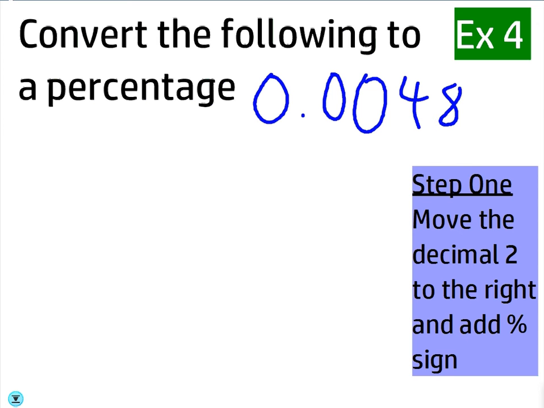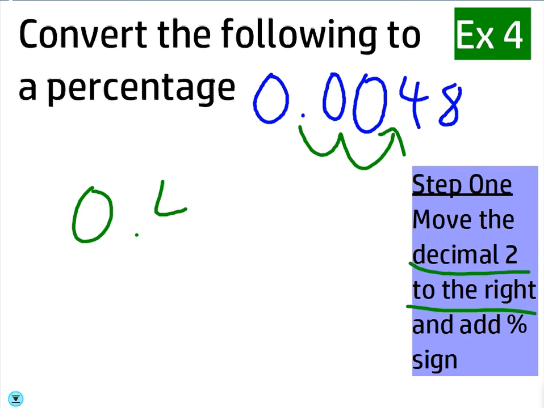You only move it twice. 48%. It'll be 0.48%. Yeah. Okay, we're gonna move it 2 to the right. Let's use a different color. Okay, and so that becomes 0.48. And then you just put the percentage sign there.